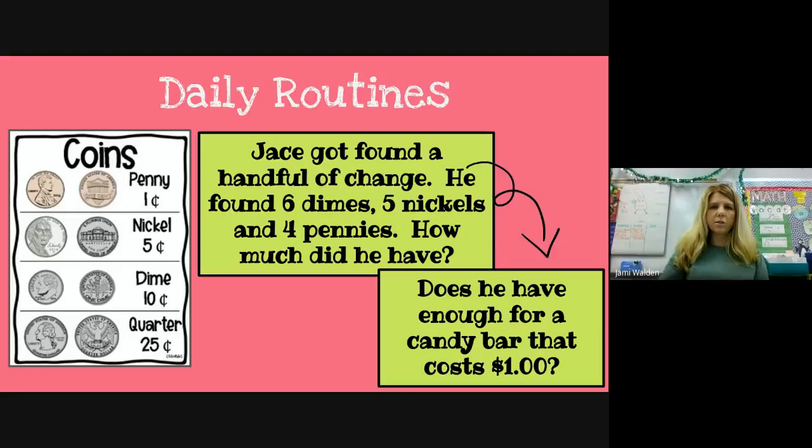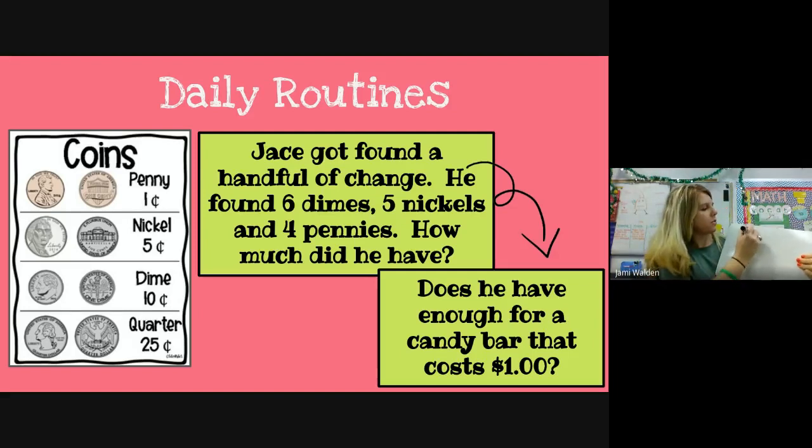All right, let's do a little practice with counting change. Jace found a handful of change. He found 6 dimes, 5 nickels, and 4 pennies. How much did he have? So how am I going to solve that problem? I'm going to draw out my coins so I can count them. He found 6 dimes. So I'm going to start with 6 circles. 1, 2, 3, 4, 5, 6.